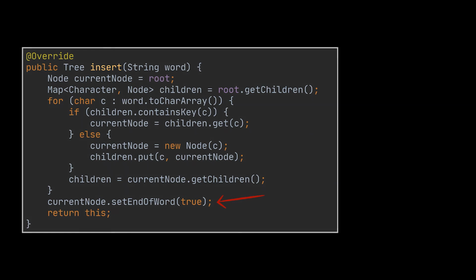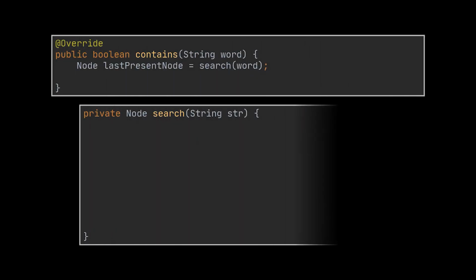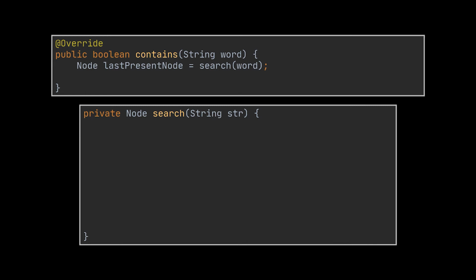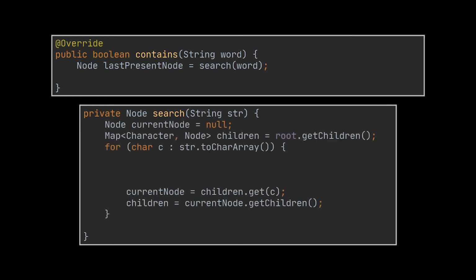Okay, now that we implemented the insert operation, let's implement the contains functionality. To do that, I will make use of a helper method, the search method, and you will see why in a few. Inside this method, we will use a very similar approach to the one we used in the insert operation. We will keep iterating over the characters of the string while keeping track of the current node and its children. However, as soon as we don't find a certain character, we will return the null value, because our target here isn't to populate the tree, but instead make sure that a certain word exists inside it.